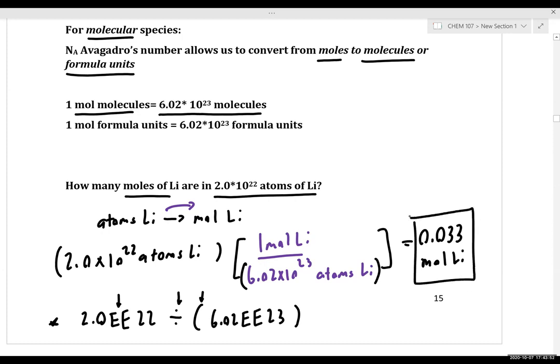And I highly encourage you to try entering this into your calculator just to make sure that you're comfortable executing these calculations and using your calculator to complete mass to mole calculations. Does this make sense to everyone?